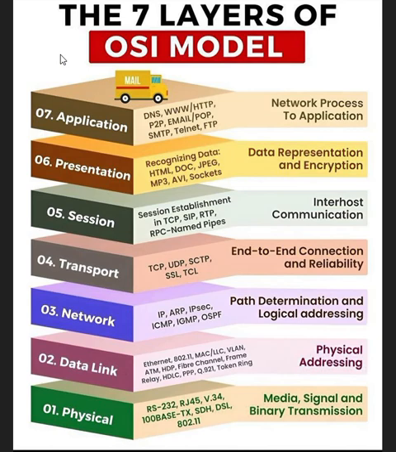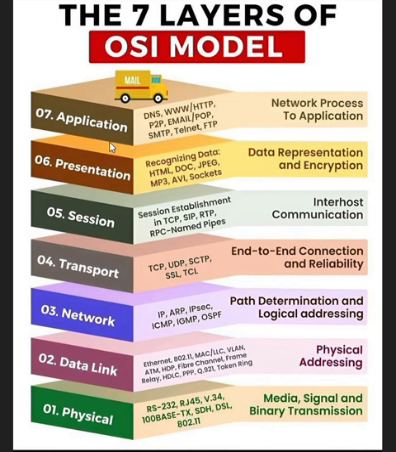Instead of guessing when something breaks, the OSI model helps us ask one simple question: which layer is the problem happening in? The OSI model divides network communication into 7 layers. Each layer has a specific responsibility, each layer solves a specific problem. When all 7 layers work together, communication succeeds. But when one layer fails, everything above is affected.